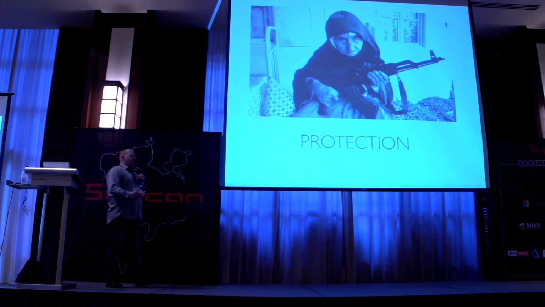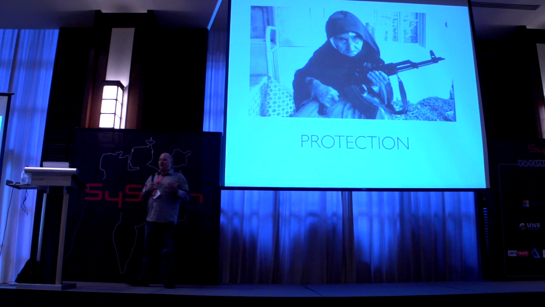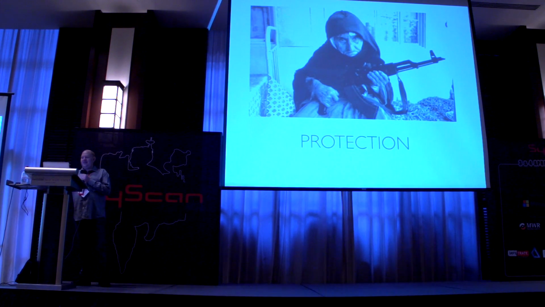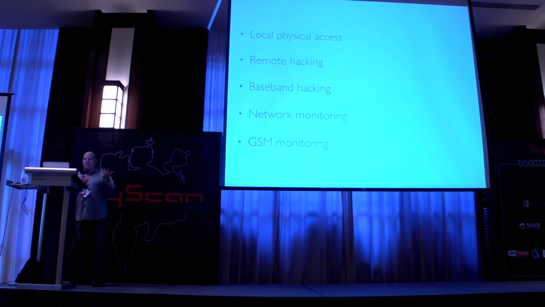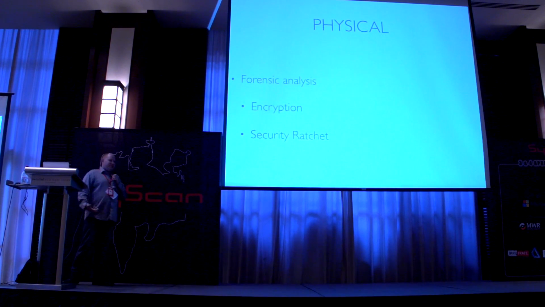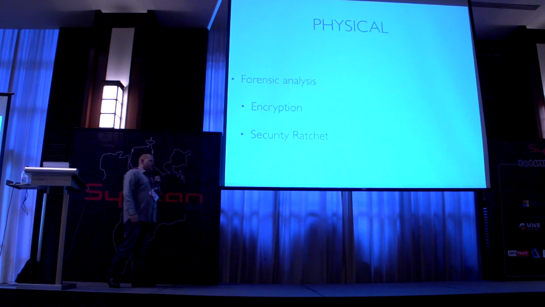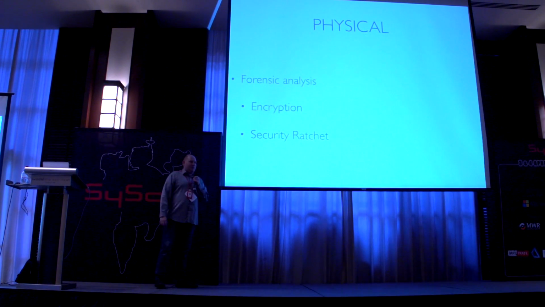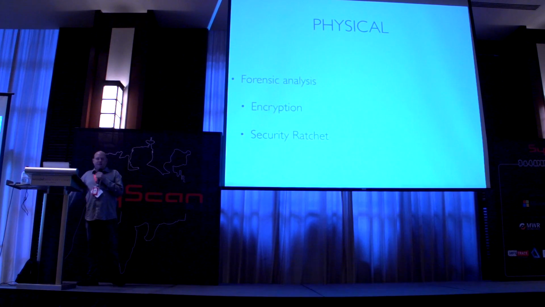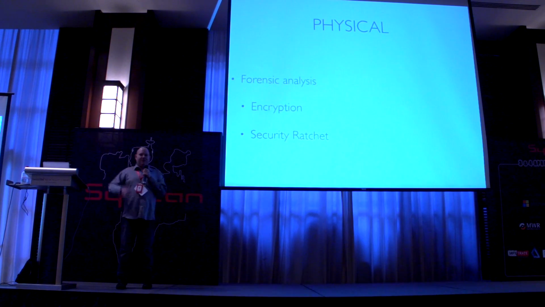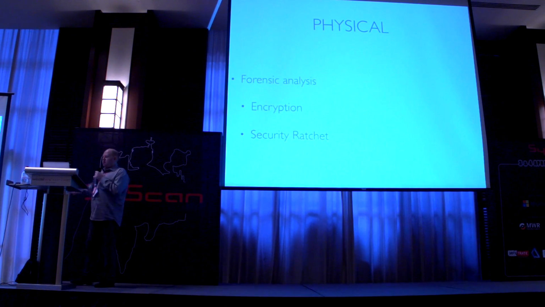So there's quite a lot of protections actually built into the phone by itself. Things against local physical access, things against remote hacking, things against baseband hacking, not so much. Network monitoring, a little bit, and GSM monitoring, not so much. Our primary concern with physical access is people doing forensics analysis. And all of the security there is built around encryption and what I call the security ratchet, although I should come up with a much better name. So the security ratchet is this awesome thing that detects changes to the operational environment and automatically hardens the phone for you. More on that later.